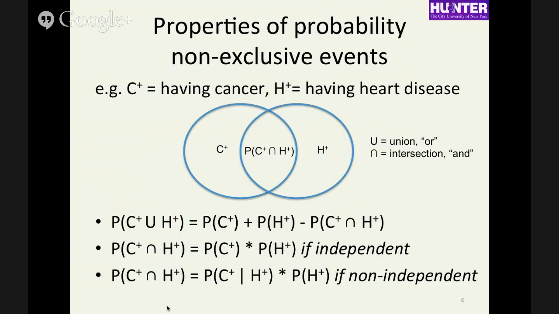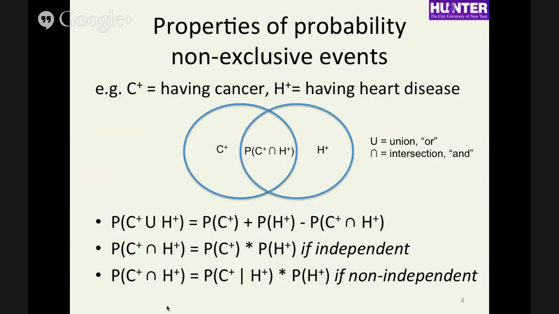Now, you can have non-exclusive events. An example, maybe having cancer, having heart disease. If you're unlucky, you could have both of them. And this is represented in the Venn diagram by having some overlap or some intersection of these two circles. So the probability of having cancer is this circle. Probability of having heart disease is this circle. Intersection of the two is this space in between, and the union is all of it together.